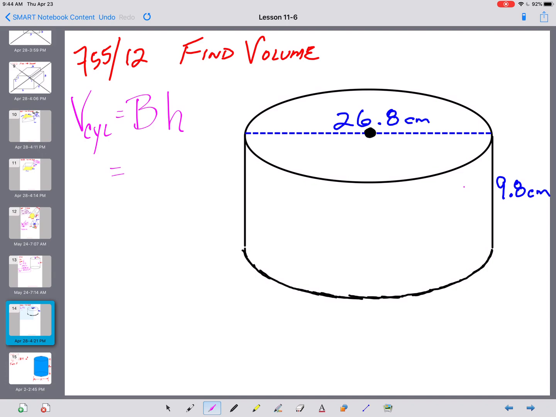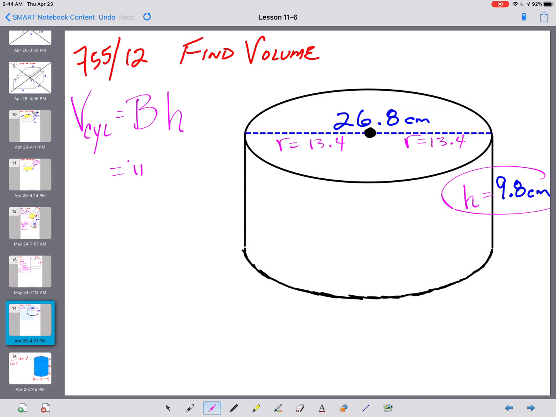Now, H is the height of the cylinder. That's right over here. Now, we need the base area. That's what capital B is. Well, base area is pi r squared. We need the radius. Let's go ahead and take 26.8 and cut it in half. I've got right here, radius 13.4. That's the number we need.